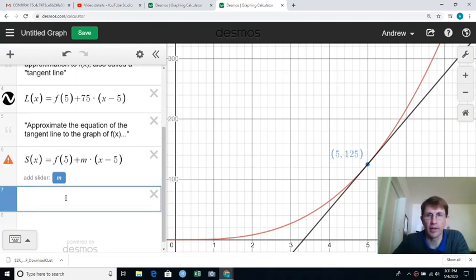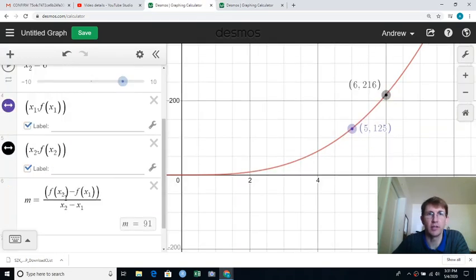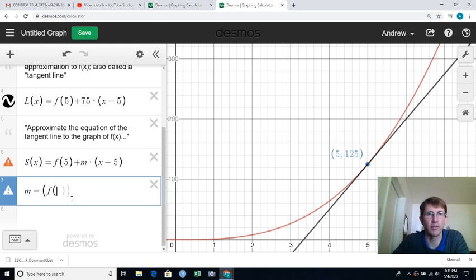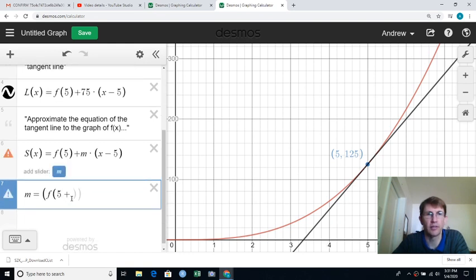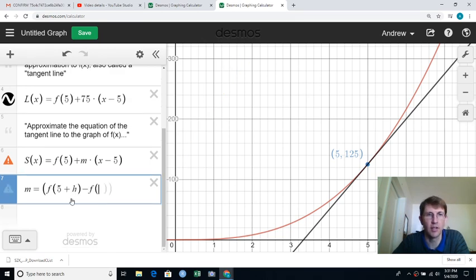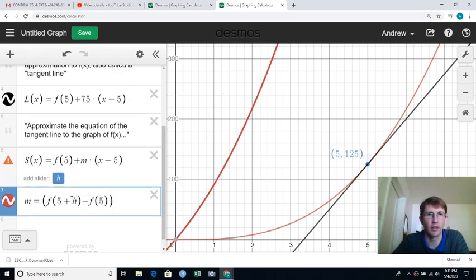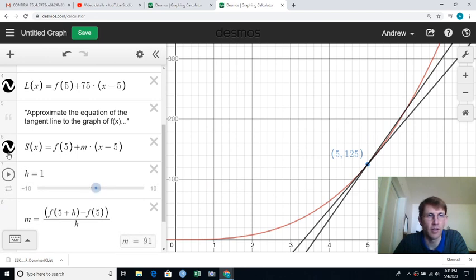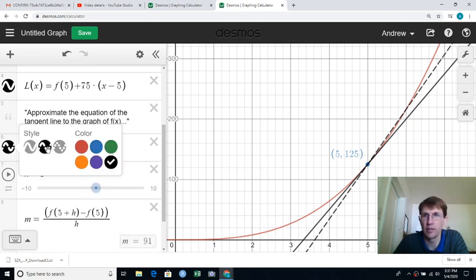So now I need to say what that slope is. Well, in the other sheet here, we were computing the slope by doing the slope between 2 points. So I can do something like that. I can say f of 5 plus something. I could use delta x, but that's hard to type in Desmos, so I'm going to use h, minus f of 5, and then divide by h. And now I'm going to make h a slider.